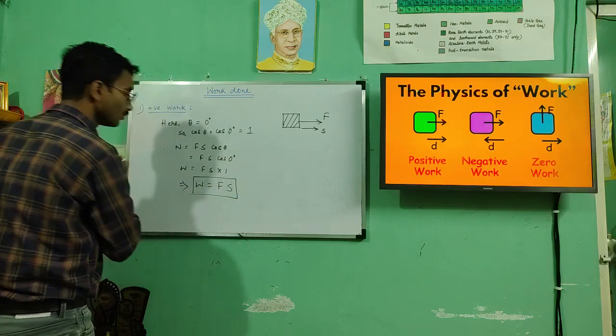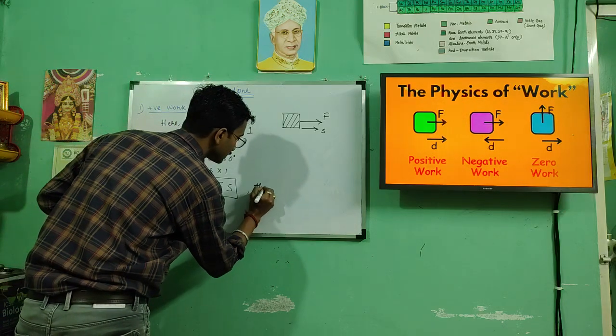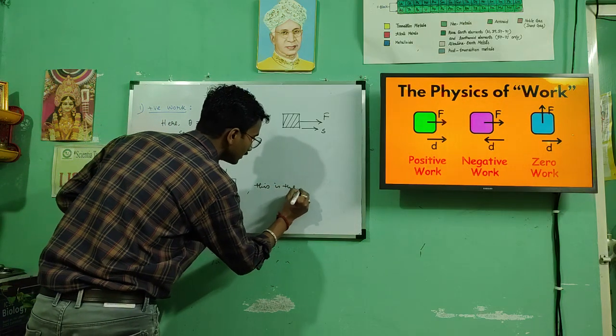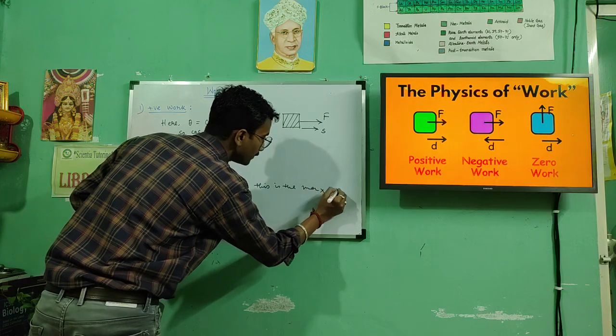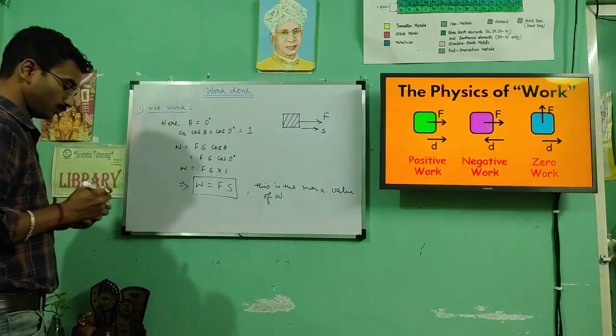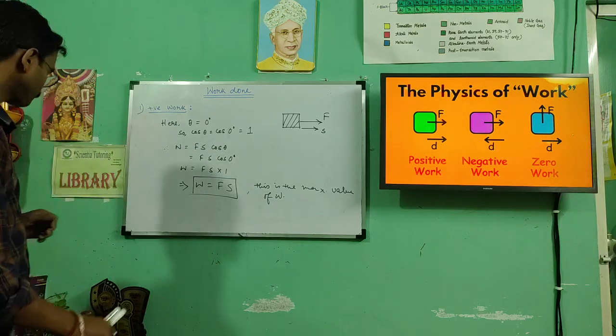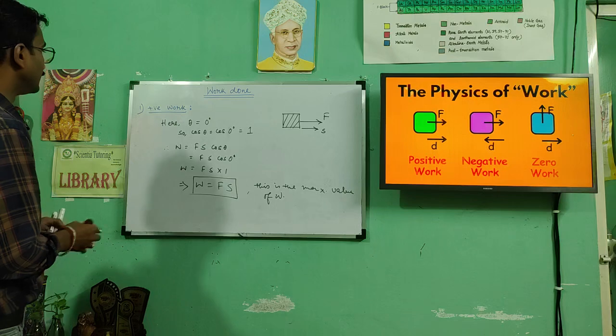This is the positive work, and this is the maximum value of work W. The maximum positive work done is Fs. Second one is negative work.